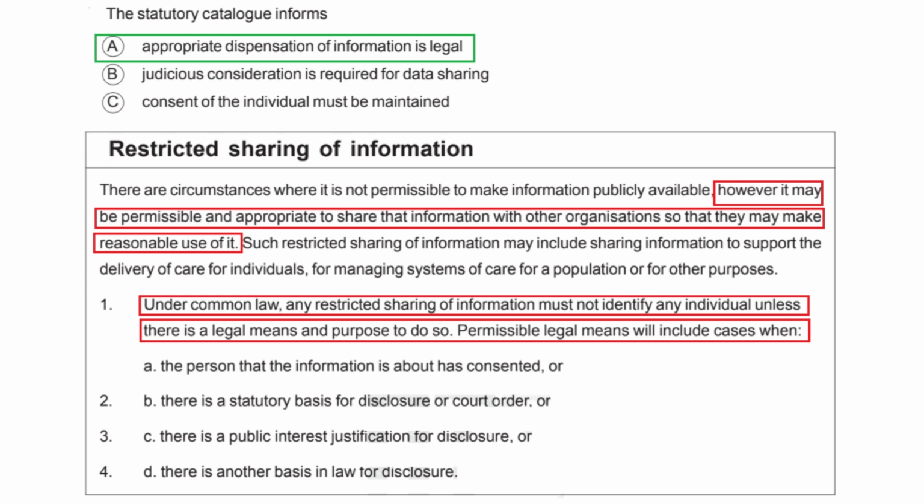In summary, option A is correct because it accurately reflects the central theme of the provided text, which is that the appropriate dispensation of information can be legal, subject to various legal means and justifications. Options B and C, while addressing important considerations, do not capture the primary emphasis of the text as effectively as option A.